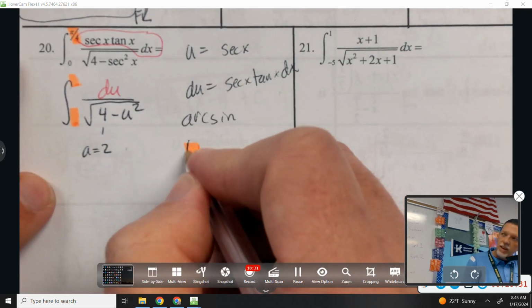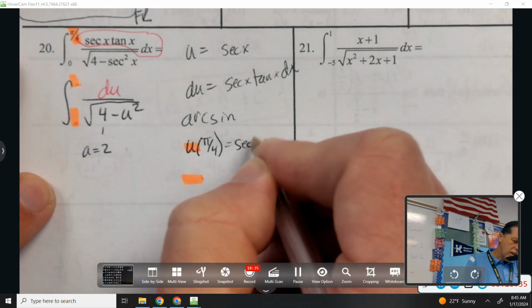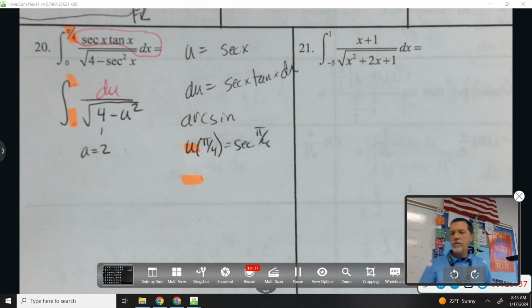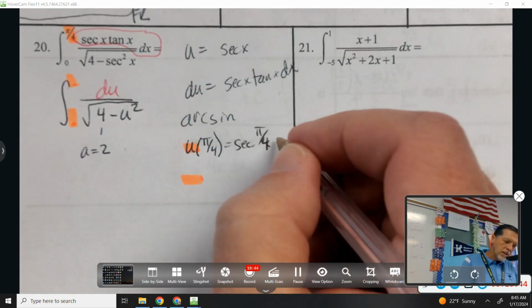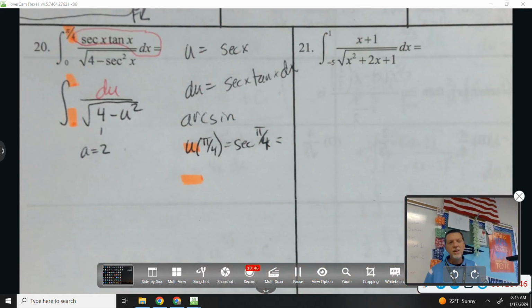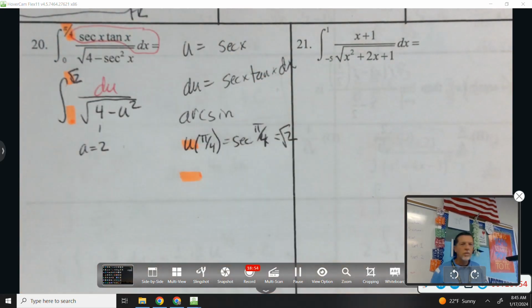So let's see. If I plug in pi over 4, I need the secant of pi over 4. Secant of pi over 4. Let's see. The cosine of pi over 4 is root 2 over 2. And if I flip that over, I get square root of 2. So square root of 2 in the top.